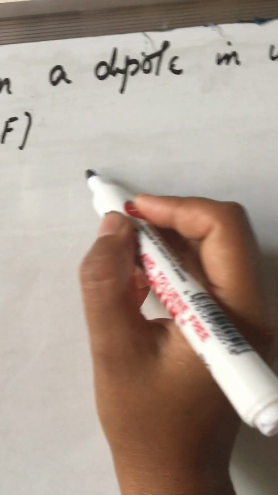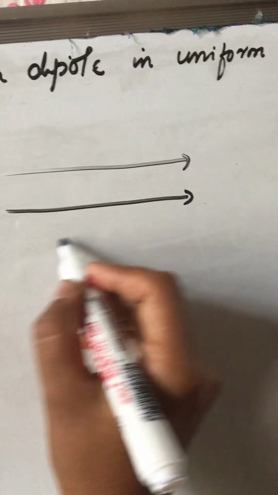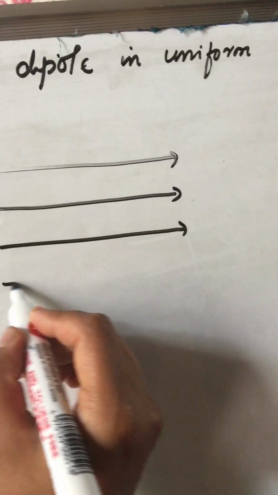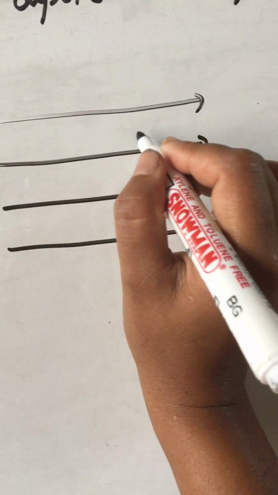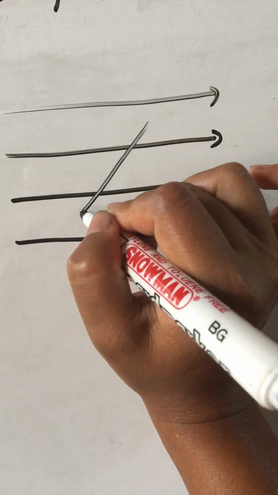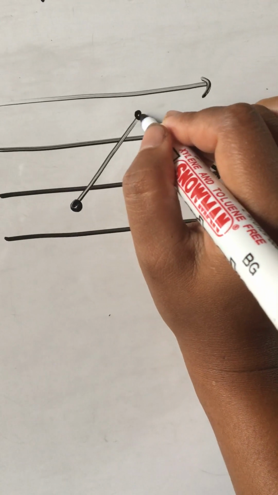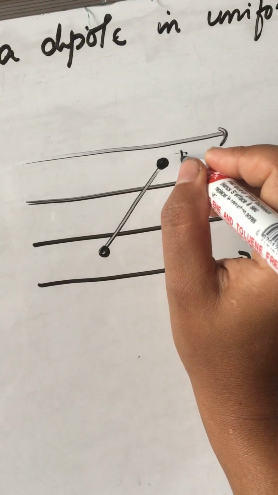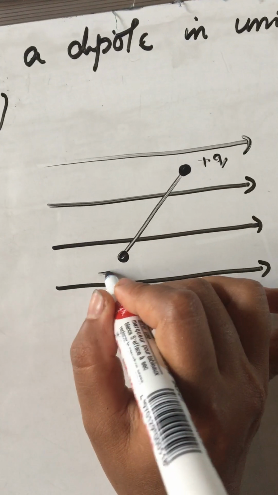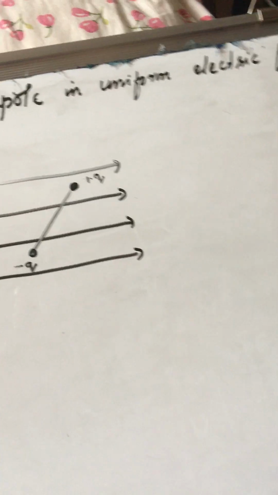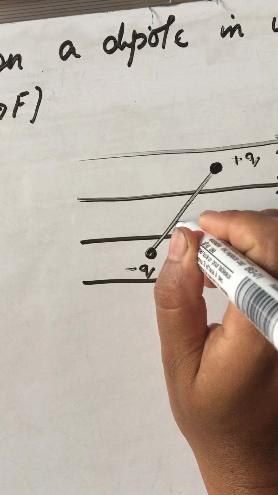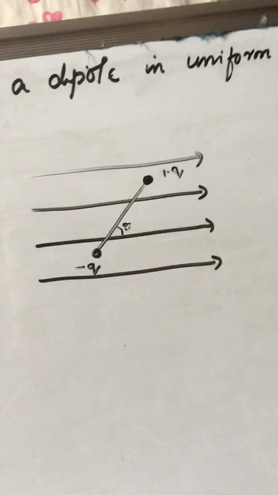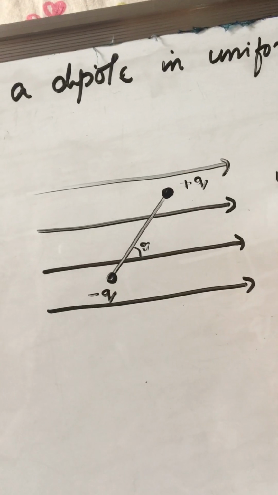Okay, now suppose, let me come to the case, a uniform electric field represented by the field lines. And here let's say a dipole is kept. Okay, a dipole is there. Let's say this is plus q and this is minus q. Okay, a dipole. And let's say this dipole is inclined at an angle of theta. All right, now this is the direction of the electric field.